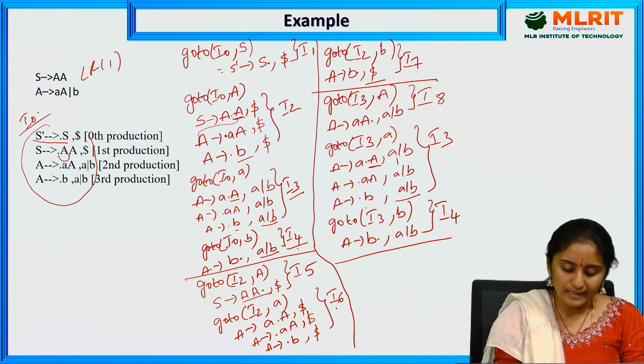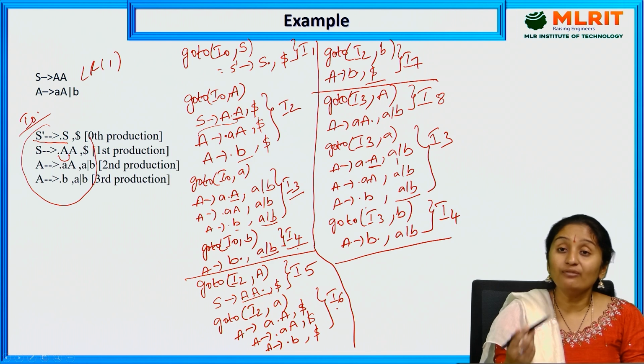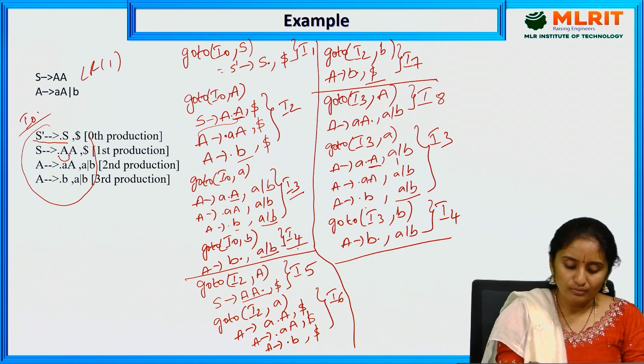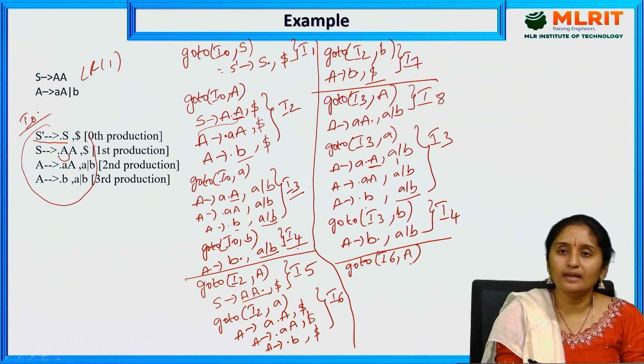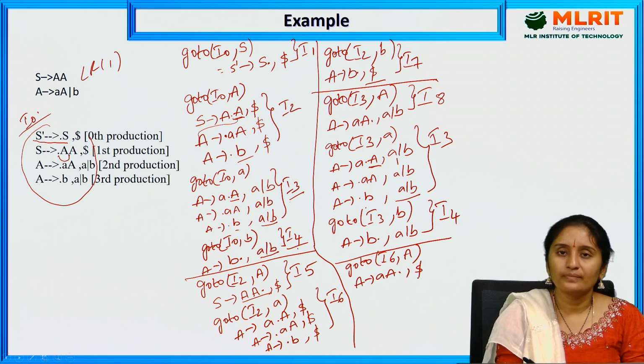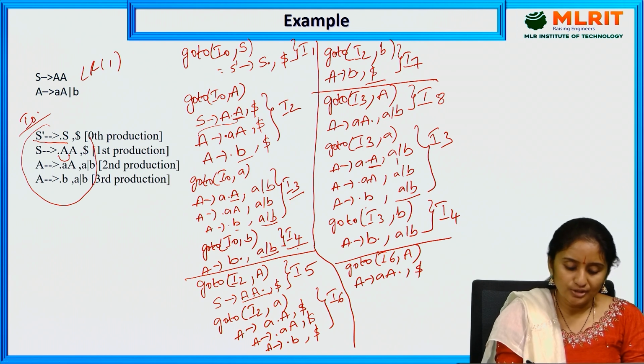Now check for I6. We keep checking until we don't find any new state. Till then we apply the go to function on each and every state. Now apply go to on the I6 state. Go to I6 comma capital A. A tends to AA dot comma dollar. Check whether this state exists. AA dot dollar.